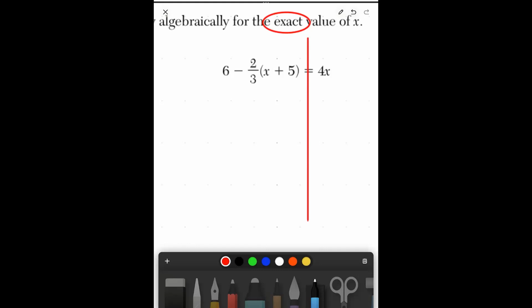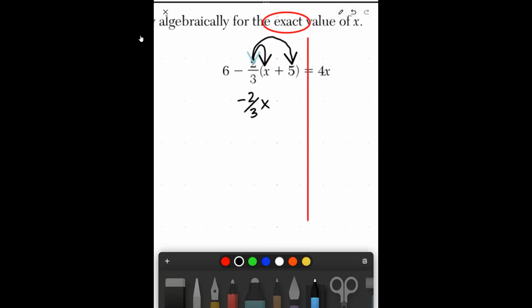All right, so now let's go through it. First thing, we're going to get rid of the parentheses, so we're going to multiply. We're going to do a negative 2/3 times x, and that's going to be a negative 2/3 x. And then we're going to do a negative 2/3 times 5.